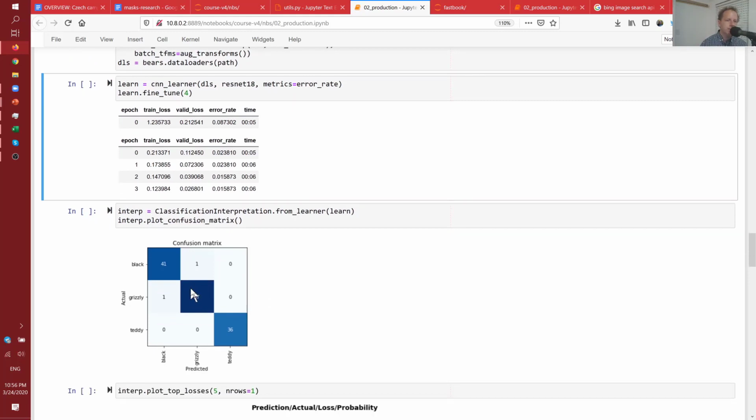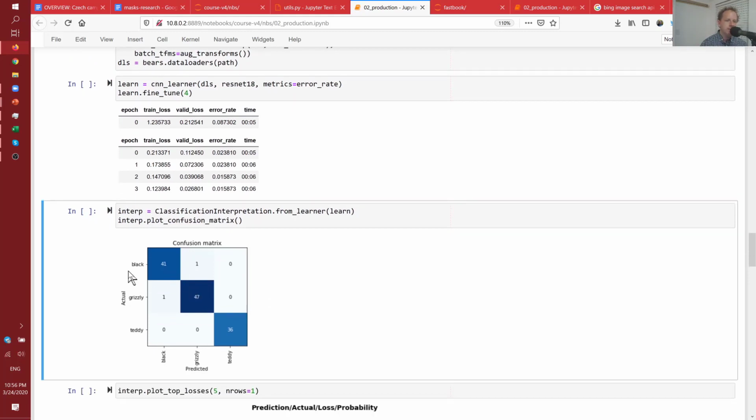And the confusion matrix, as you can see, is something that says for things that are actually black bears, how many are predicted to be black bears versus grizzly bears versus teddy bears. So the diagonal are the ones that are all correct. And so it looks like we've got 2 errors. We've got one grizzly that was predicted to be black, one black that was predicted to be grizzly.